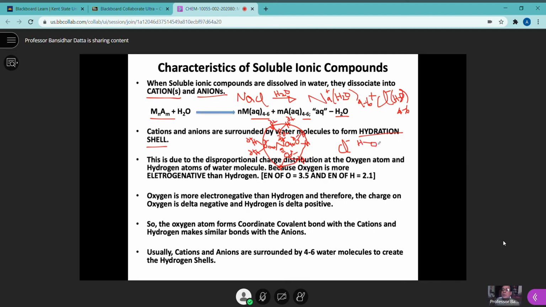So now I'm going to write another water molecule. This is the delta plus, right? And likewise, let's say another hydrogen, another water molecule right here, OH.